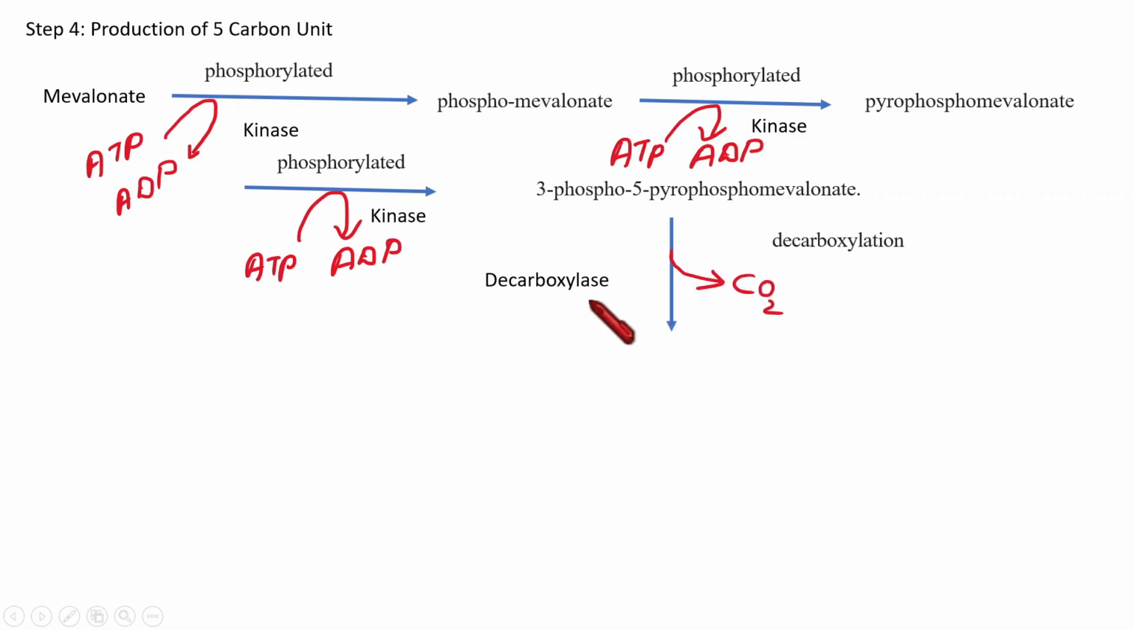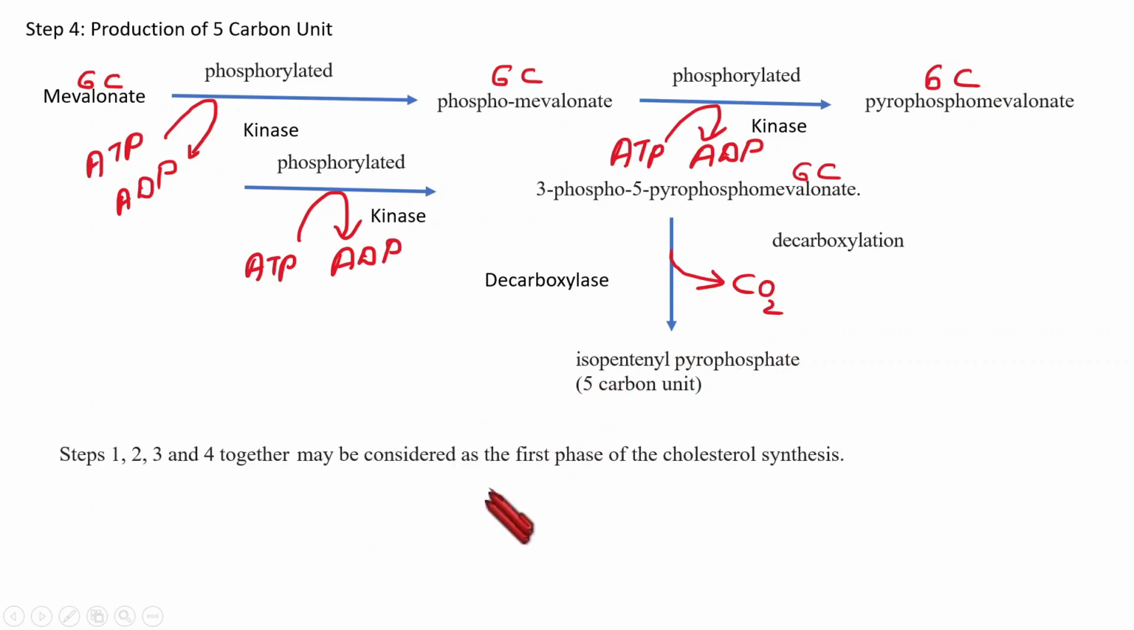Which enzyme is helping that process? As it is a decarboxylation reaction, certainly a decarboxylase enzyme is helping that reaction and forms our intended compound, that is a 5-carbon compound. What is its name? As it is a 5-carbon compound, it is called pentenyl. Isopentenyl pyrophosphate is formed there. All these other compounds are 6-carbon compounds, and here we got the 5-carbon compound, isopentenyl pyrophosphate.